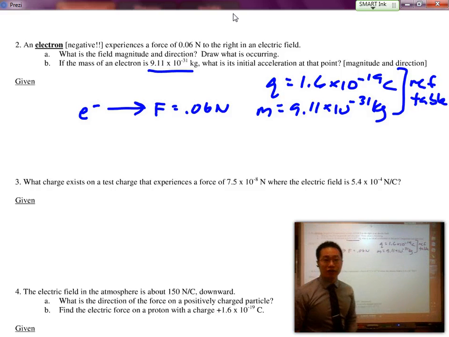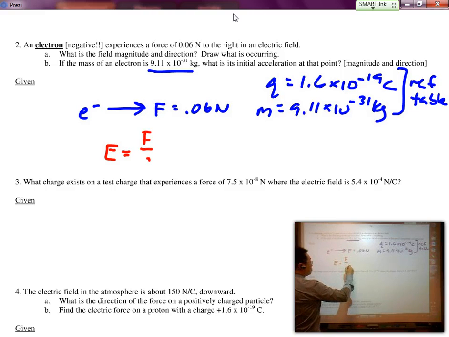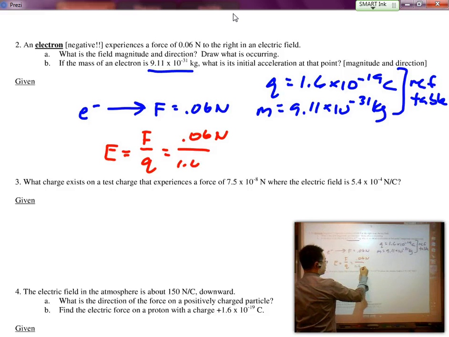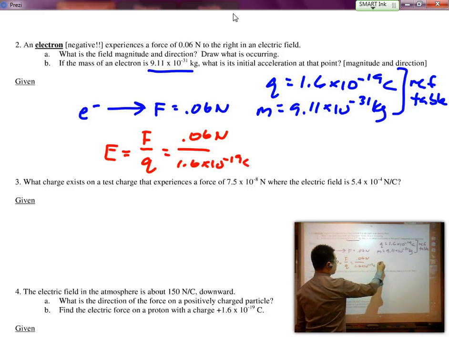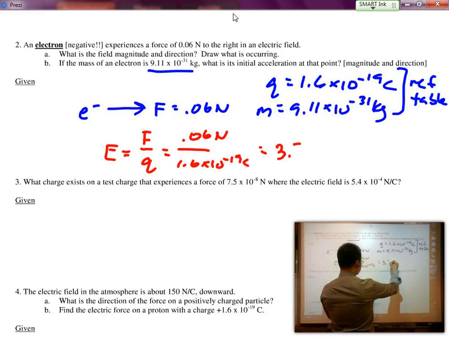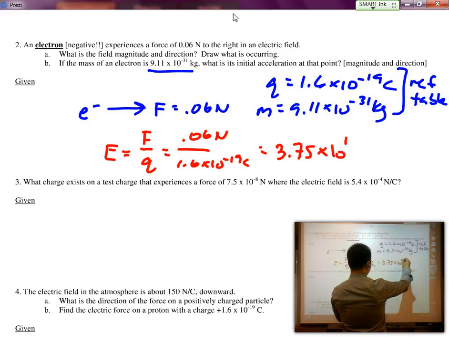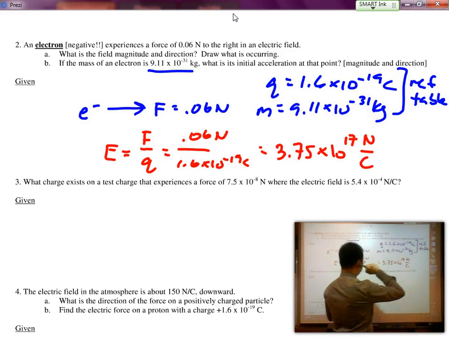So if I want to solve for the electric field on an electron, I would simply do E equals F over Q, so 0.06 newtons divided by 1.6 times 10 to the negative 19 coulombs, 3.75 times 10 to the 17th newtons per coulomb.